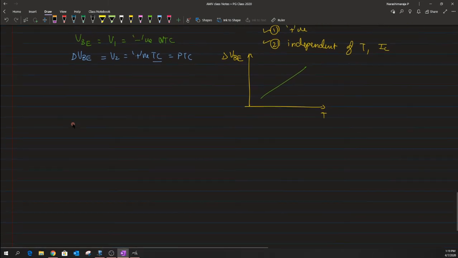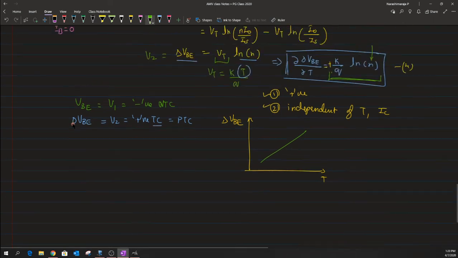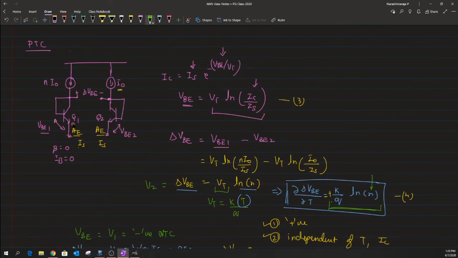Let us do a simple exercise problem based on this positive temperature coefficient. Since this delta VBE exhibits a constant straight line, this particular circuit we call a PTAT generator, just because the delta VBE generated out of this circuit exhibits a positive temperature coefficient with a constant value.